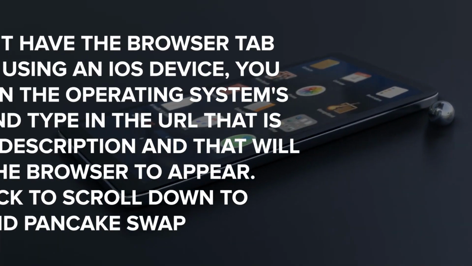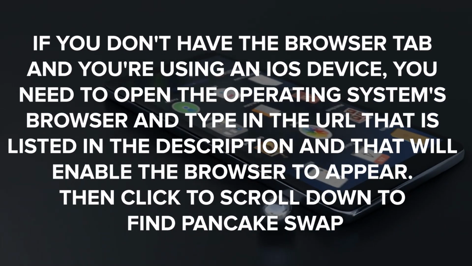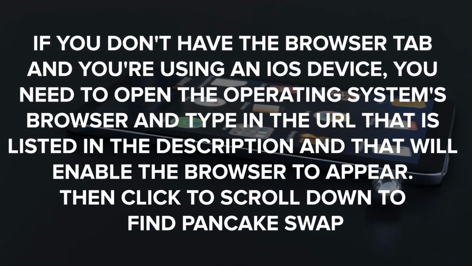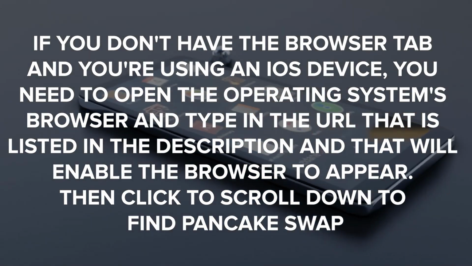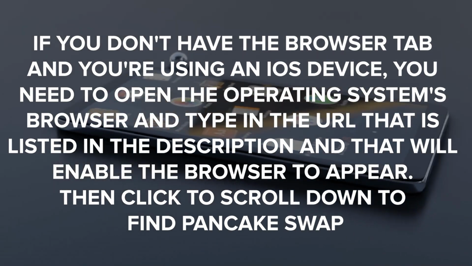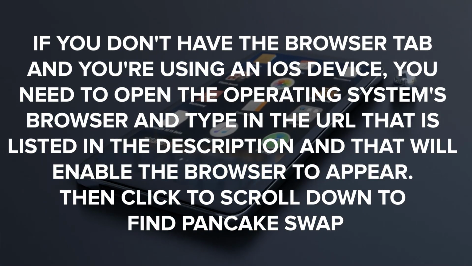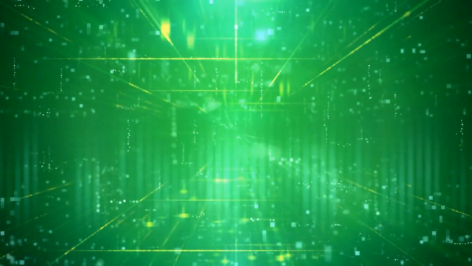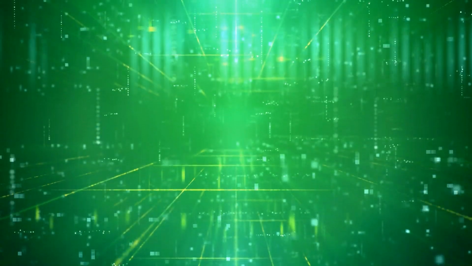If you don't have the browser tab and you're using an iOS device, you need to open the operating system's browser and type in the URL that is listed in the description, and that will enable the browser to appear. Then, click to scroll down to find PancakeSwap. In the next step, you have to click on PancakeSwap, and if it doesn't have your little numbers already there, you have to click the Connect button.